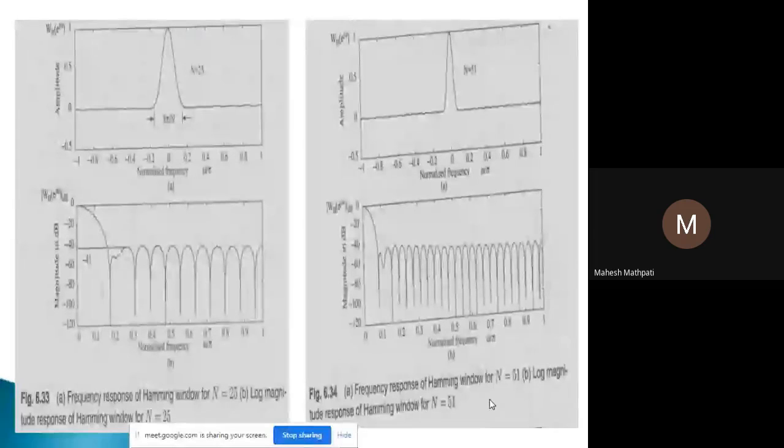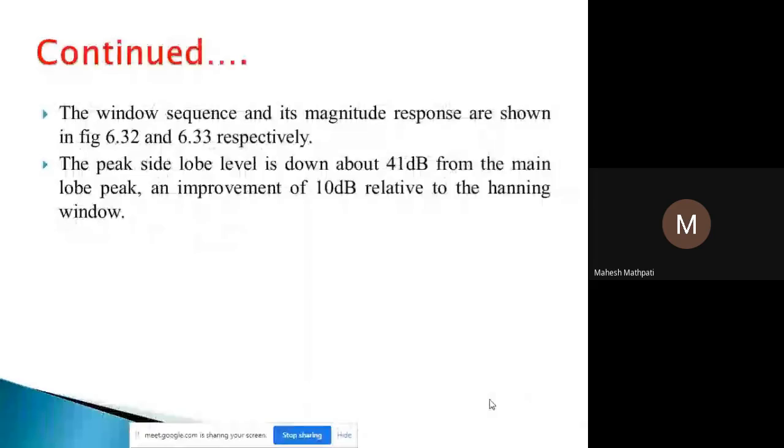This is how the graphs we have noted for the window function. So what is the observation we have made here? The window sequence and its magnitude response are shown in the above figures. The peak side lobe level is down about 41 dB, that is minus 41 dB from the main lobe peak, an improvement of 10 dB relative to the Hamming window.